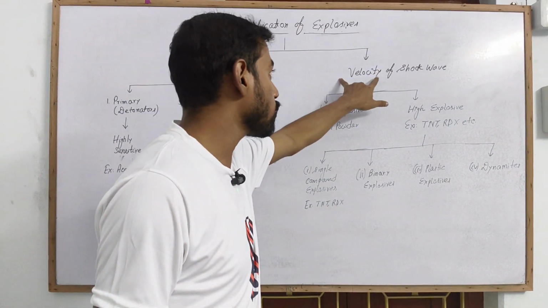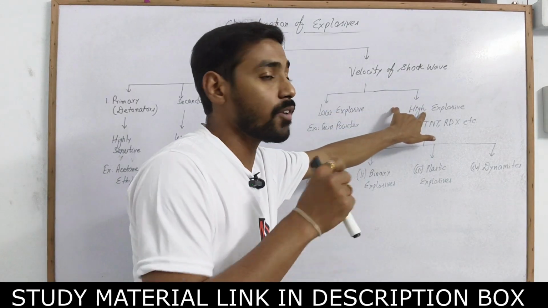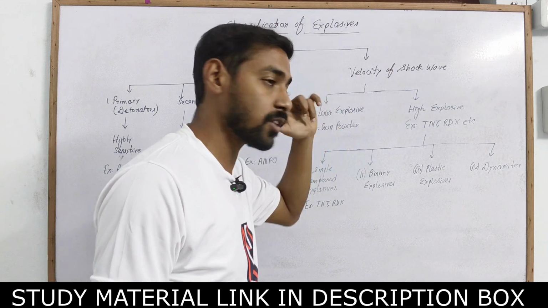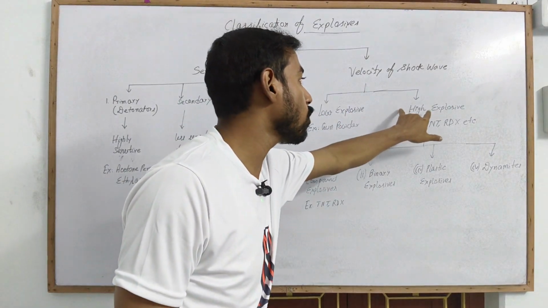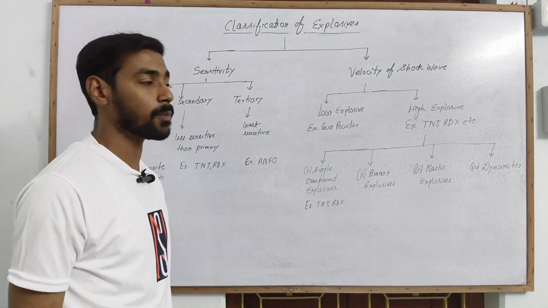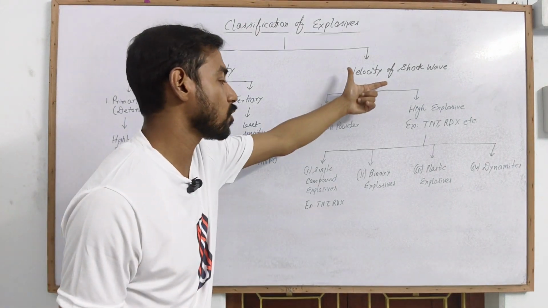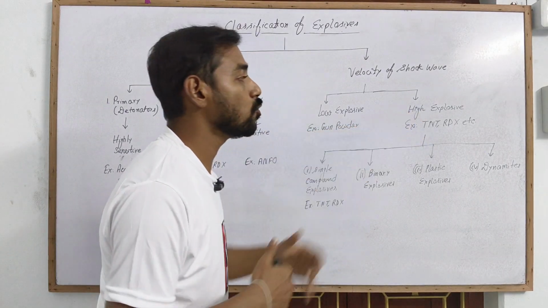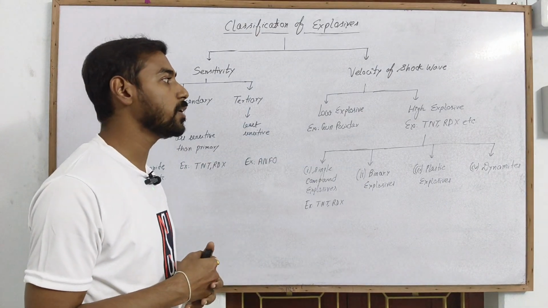The velocity of that shock wave is ranging at around 3 to 9 kilometers per second. You can just imagine, so it's a huge velocity. Okay, and these kinds of high explosives are actually used in mining purposes or military operations.